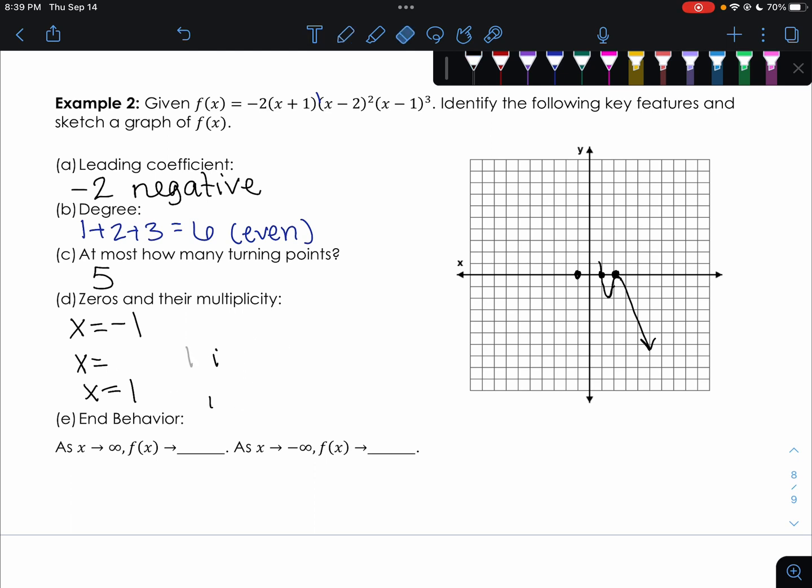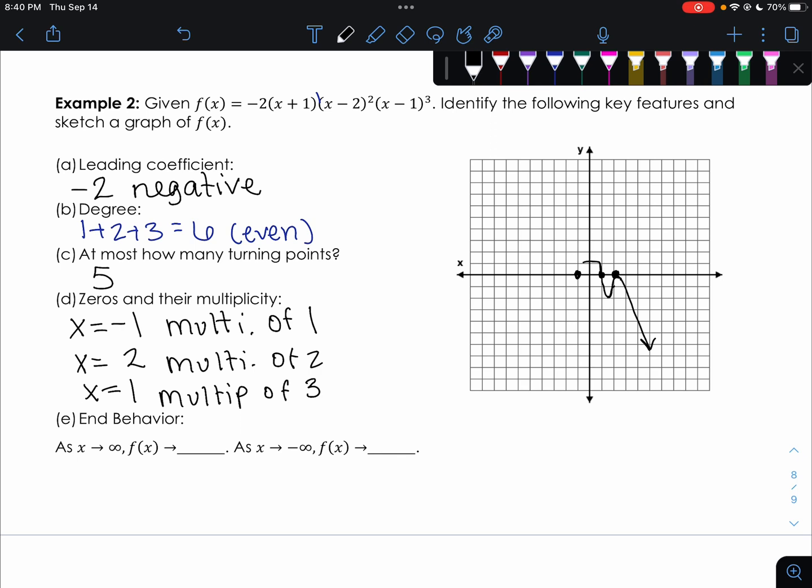So let me restart this. Okay. I get my zeros from setting each of those factors equal to 0. Cool. When I solve, I get x equals -1. That has a multiplicity of 1. Then I get x equals 2. That has a multiplicity of 2. X equals 1. That has a multiplicity of 3. So at x equals 2, it bounces off the x-axis, which is what I have. At x equals 1, it has a multiplicity of 3, which means it's going to cross.